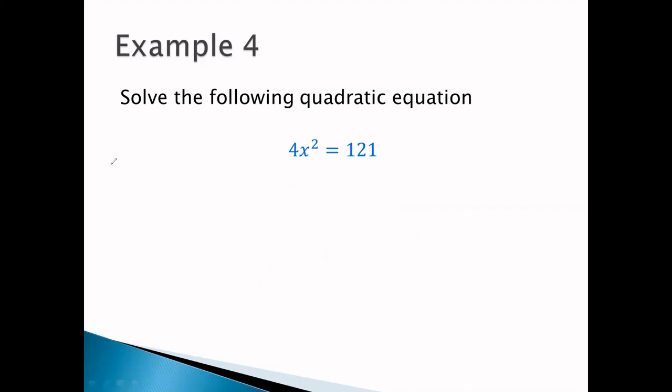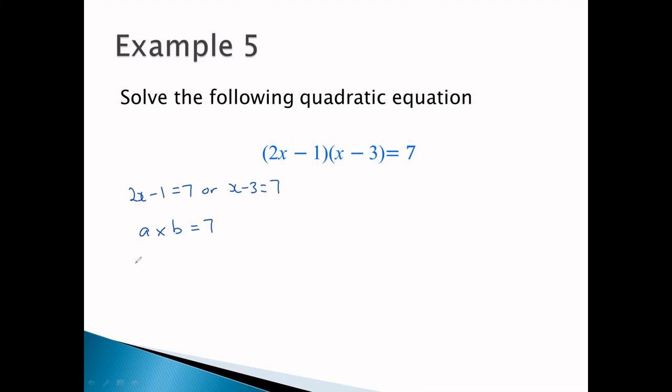So looking at example 5, you can see (2x minus 1)(x minus 3) equals 7. Now, a beginner might say this: 2x minus 1 equals 7, or x minus 3 equals 7. But is this the zero product rule? No. If, for example, a times b equals 7, or maybe let's use another number, a times b equals 20, can I say a equals 20 or b equals 20?